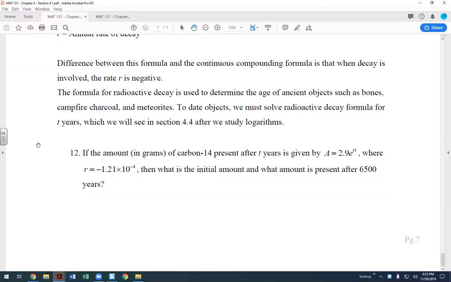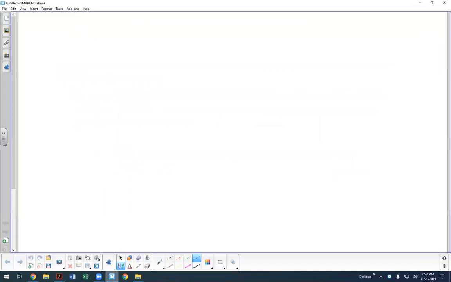So they want to know if the amount in grams of carbon-14 present after T years is given by this formula, A equals 2.9 e to the RT, where our rate of decay is negative 1.21 times 10 to the negative fourth. Then they want to know what was the initial amount present and what amount will be basically left after 6,500 years have passed. So they're asking us to find the initial amount and what amount we have left over after 6,500 years.